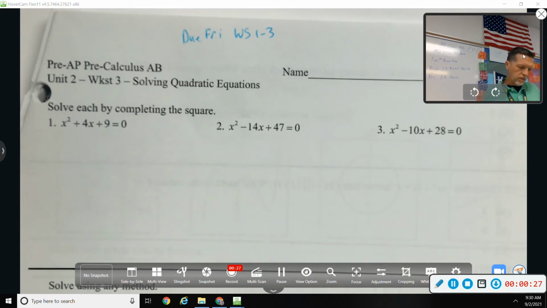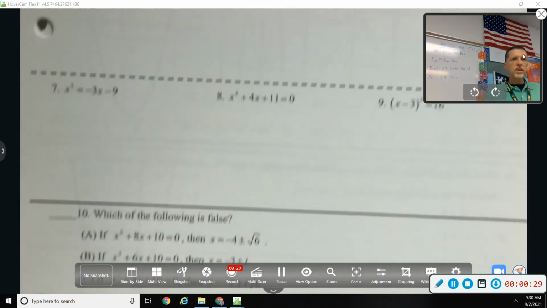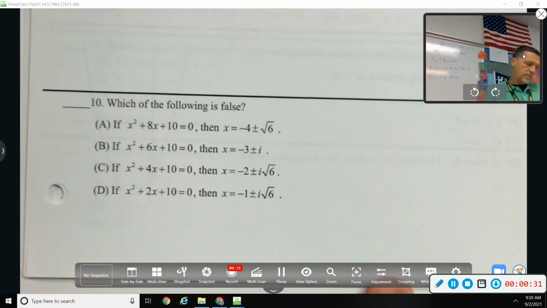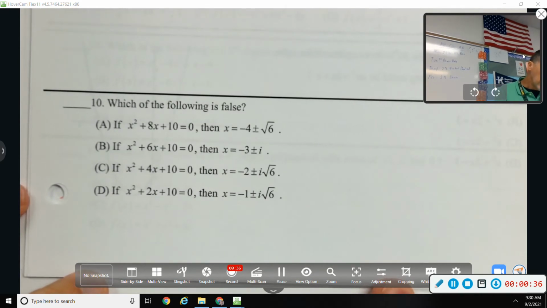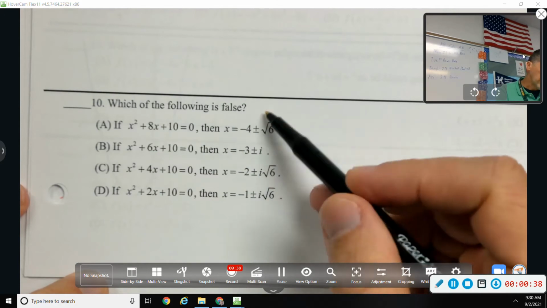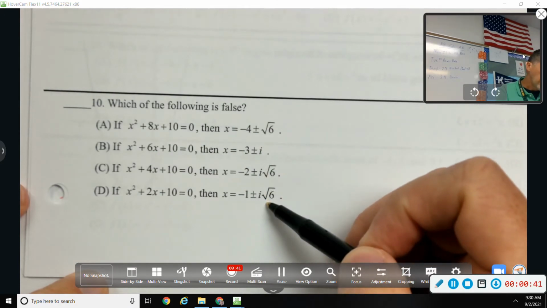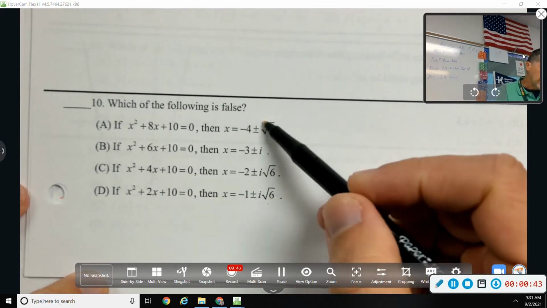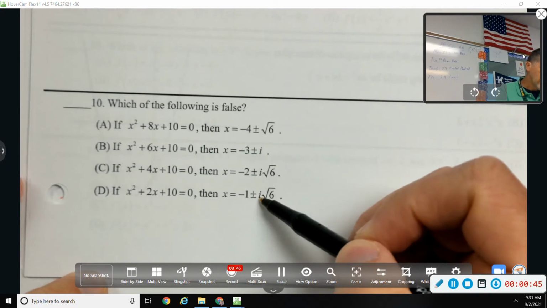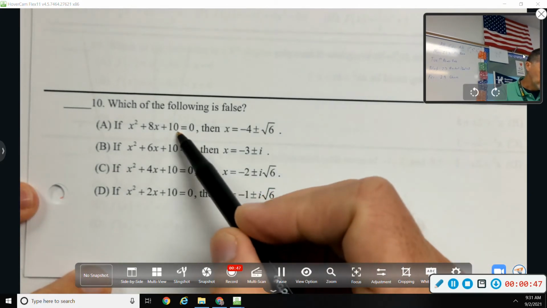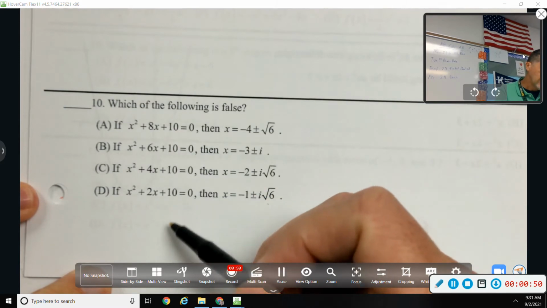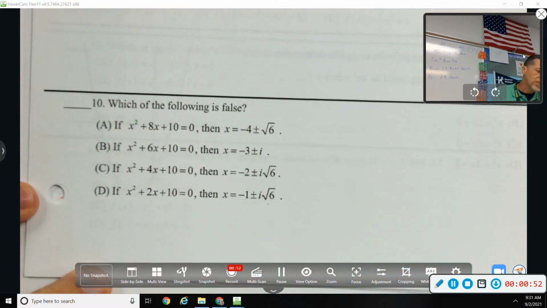Number 10. Let's see. Which of the following is false? Oh man, they make us do 3 problems. I'm looking at the problems. They all have i's in them. None of them are going to factor, because 5 and 2, 10 and 1. My only option here is the quadratic formula on all of them. I don't see a better way.